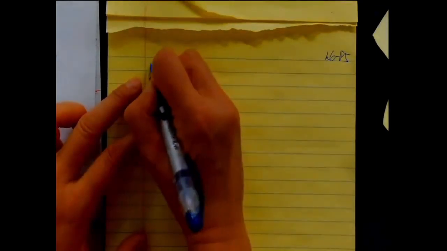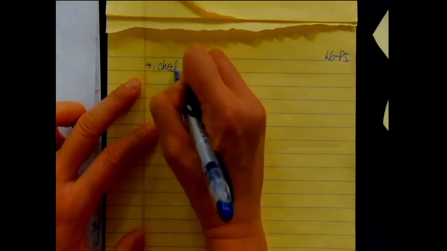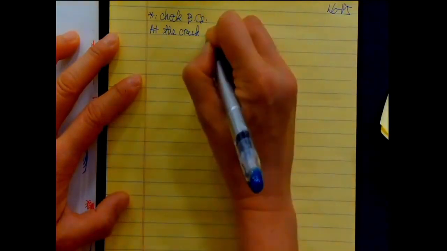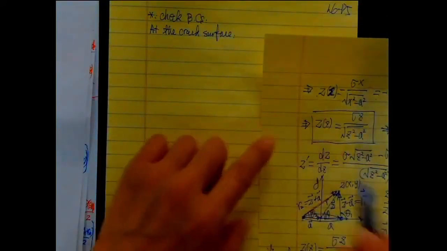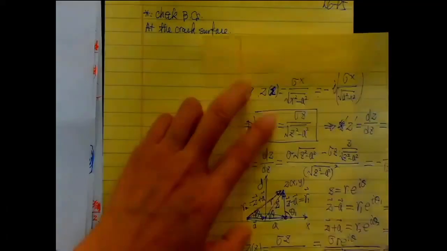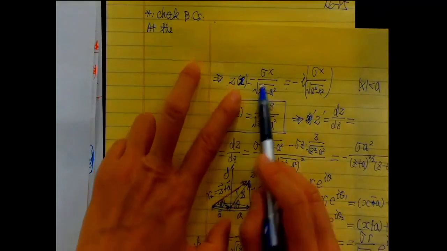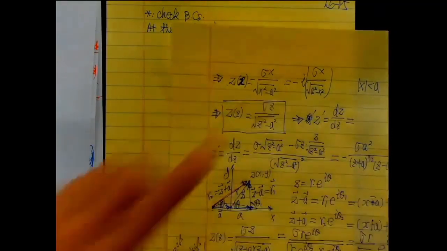Okay, so the first step is we check the boundary conditions. For the boundary condition, the first thing we check is at the crack surface. And we already know, in this case, we give a guess is Zx. From here we have Zx is equal to sigma x over square root over that.